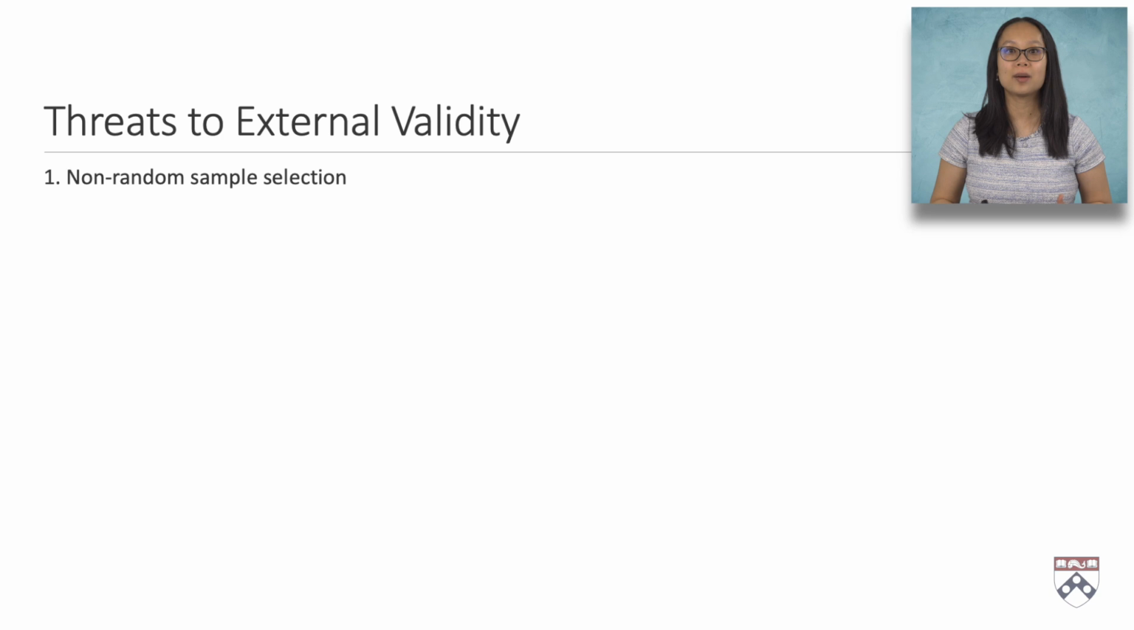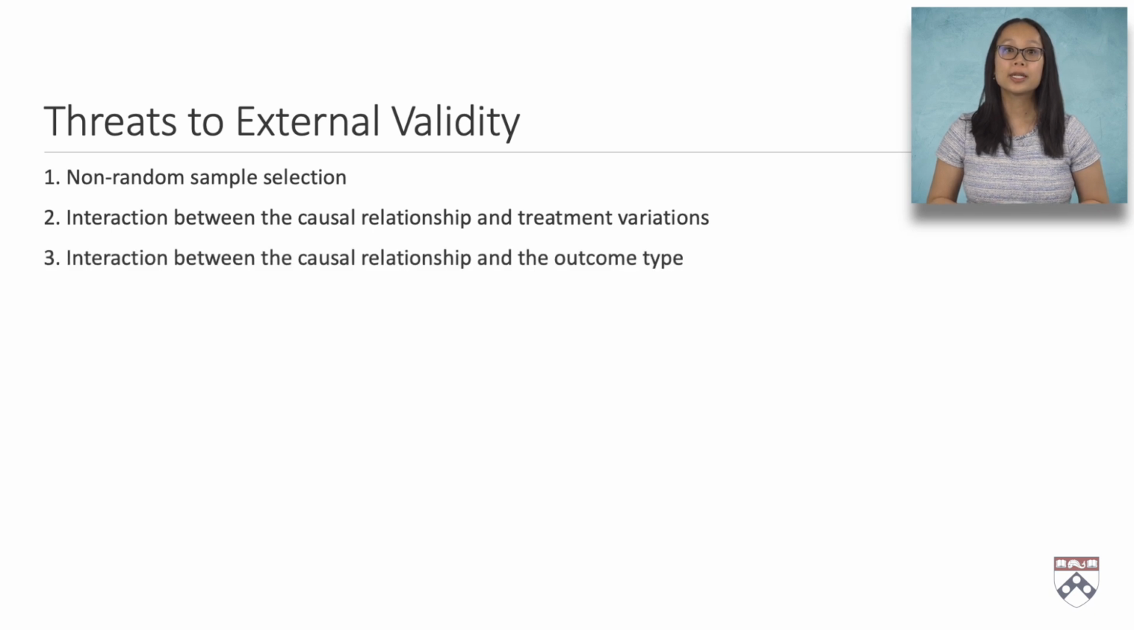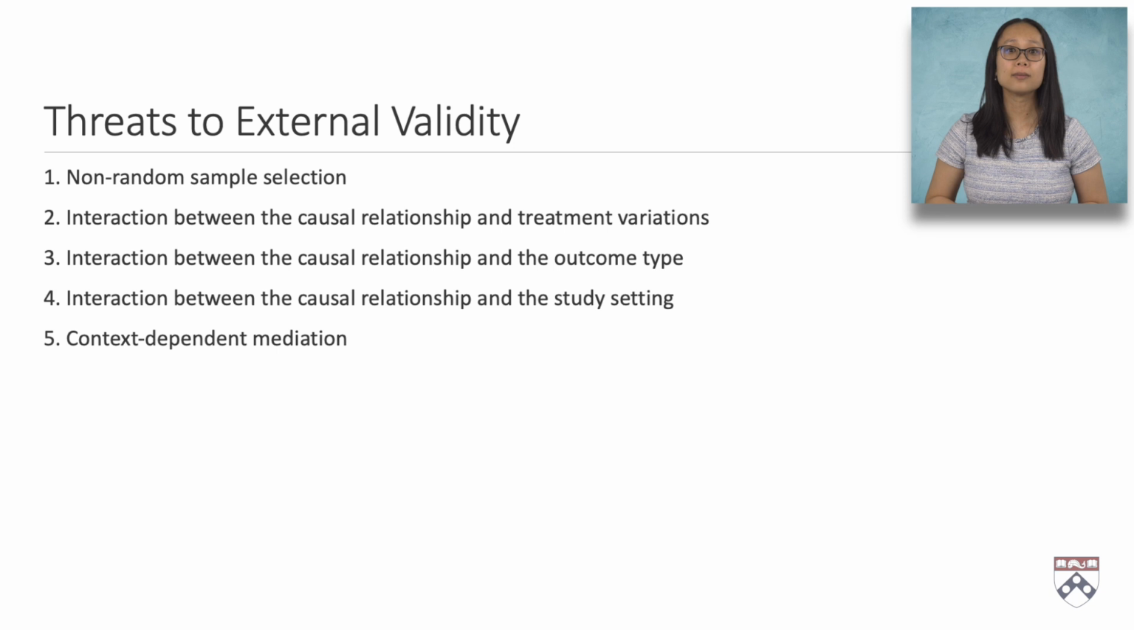And not surprisingly, because there are many possible threats to different sources of validity in general, we also have to be mindful of threats to external validity. The first and the most common is an analog to the absence of randomization for internal validity, and this has to do with the absence of randomization due to sample selection. The second is an interaction between the causal relationship and treatment variations. The third is the interaction between the causal relationship and the outcome type. And then we have interaction between the causal relationship and the study setting, as well as context-dependent mediation.